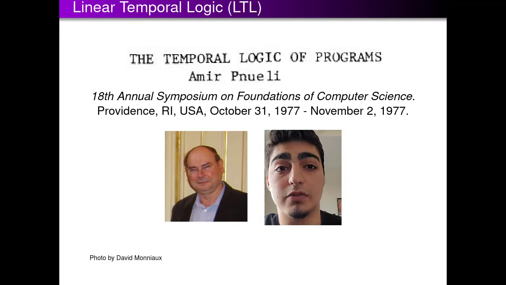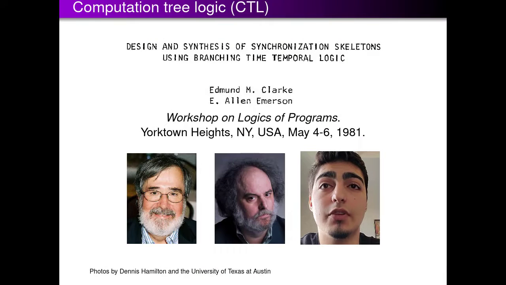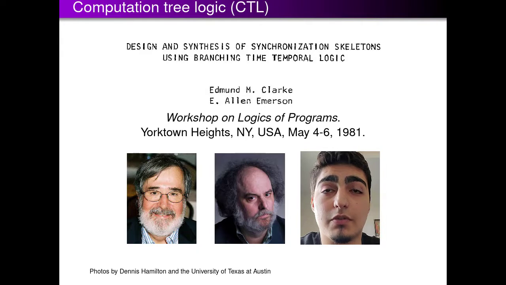The computation tree logic, also known as CTL, was introduced by Edmund Clarke and Allen Emerson in 1981. Their paper, entitled Design and Synthesis of Synchronization Skeletons Using Branching Time Temporal Logic, was presented at the workshop named Logic of Programs. In this paper, they not only presented CTL, but also introduced model checking. For the latter, Clarke and Emerson received the Turing Award in 2007. Next, we will provide several examples of properties that can be expressed in LTL and CTL.